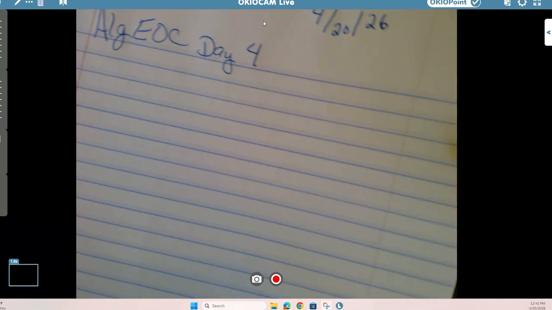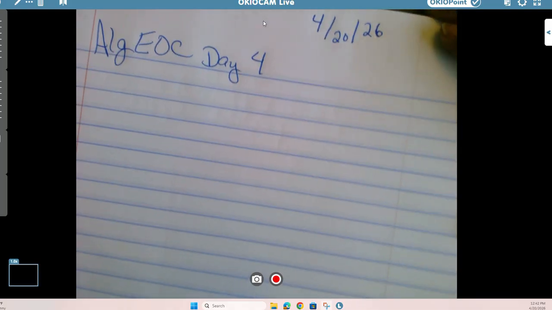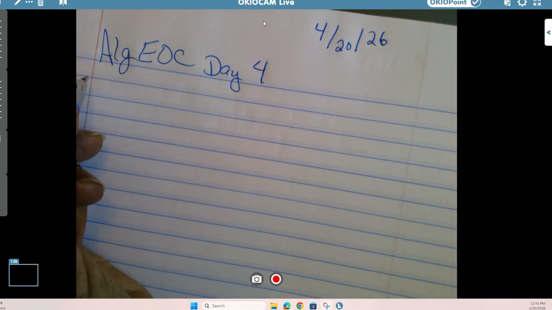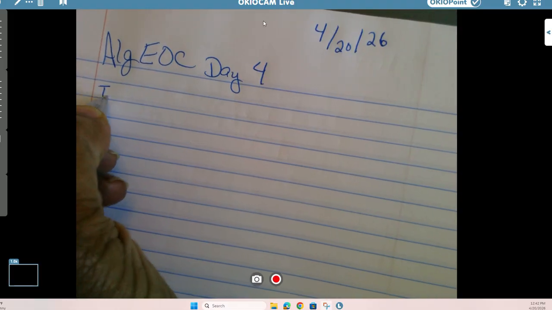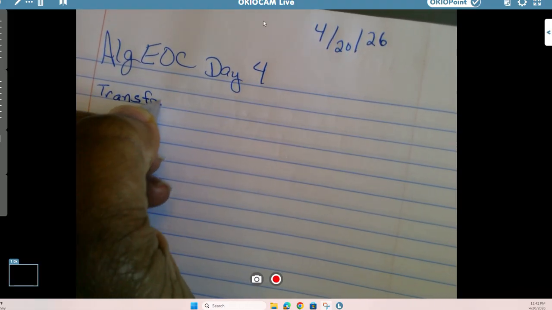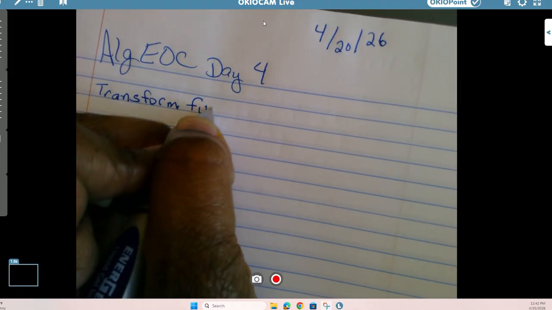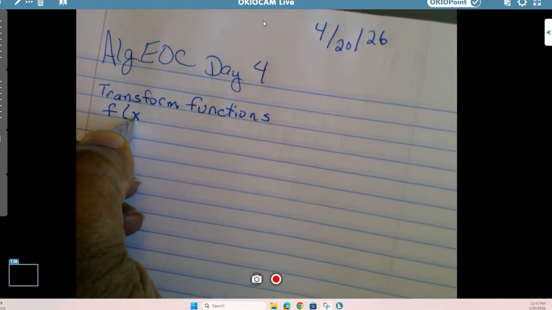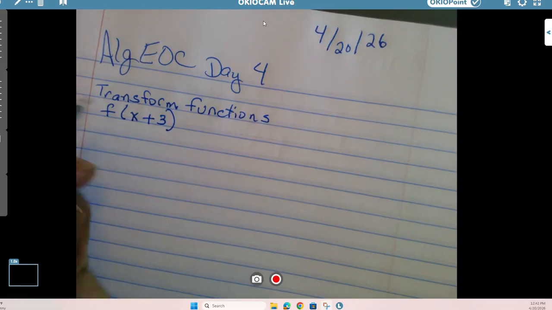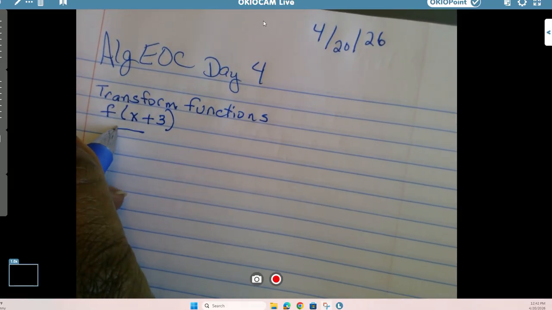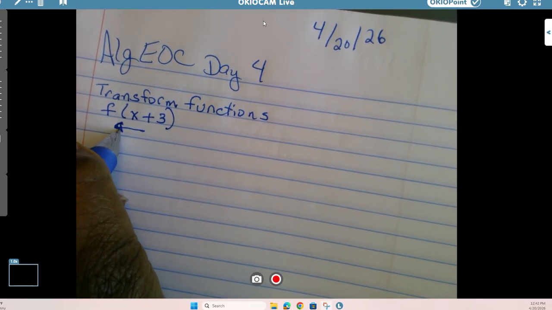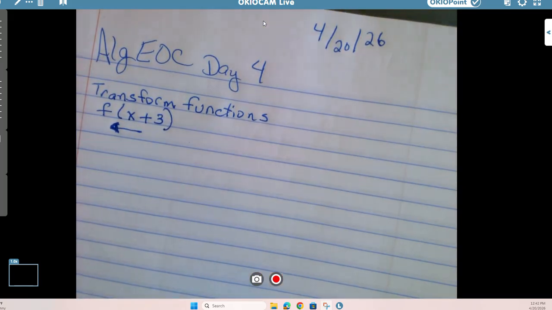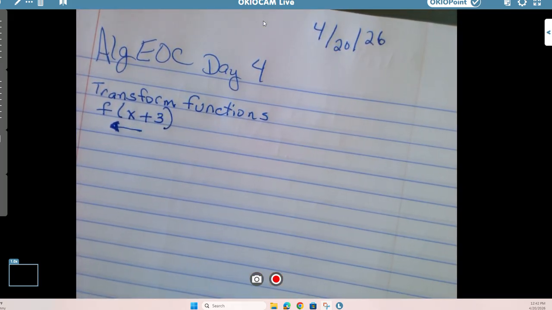Alright, so welcome. This is the Algebra EOC Day 4 review. You all know that the first thing we worked on in the first 3 days was the transformations of functions. Just a quick recap: f of x plus 3 means that you are going to translate that graph 3 units to the left. When it's on the inside, it goes in the opposite direction.